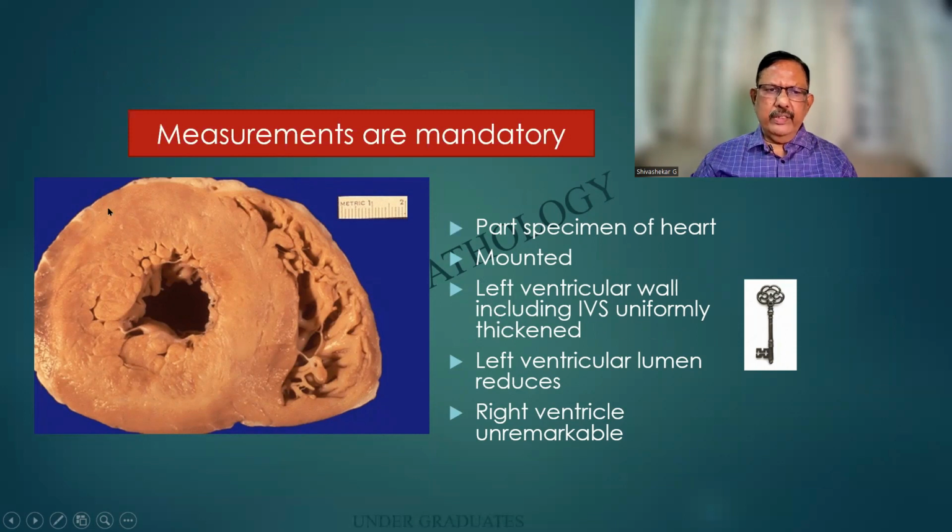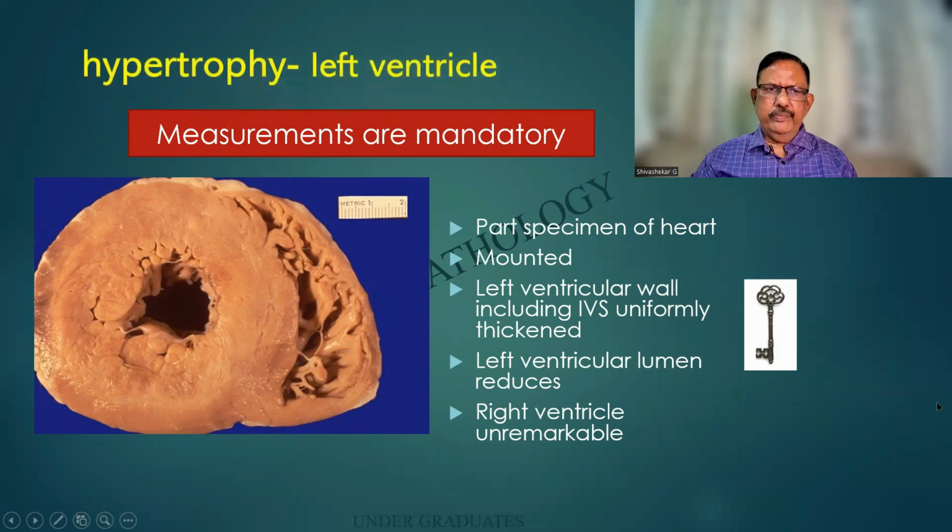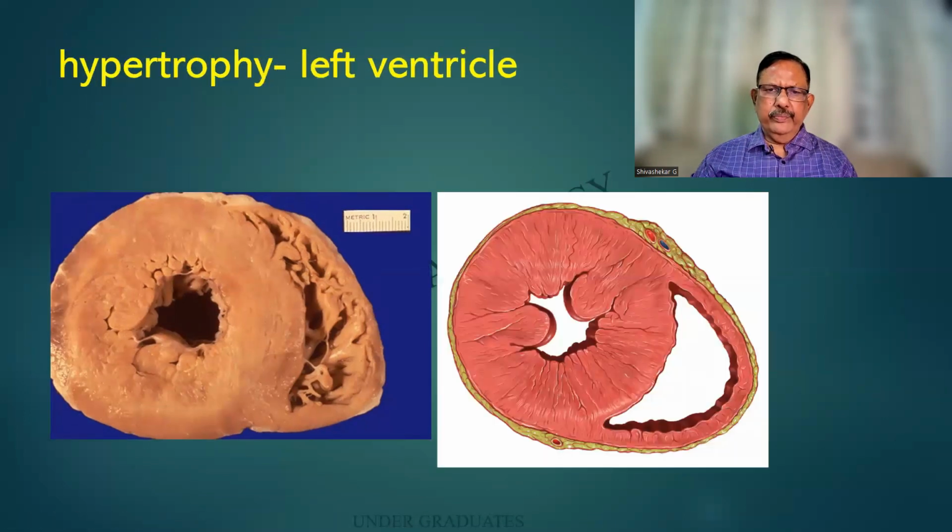The left ventricle, this is the left ventricle. The wall is thickened, anterior, posterior, lateral, as well as the interventricular septum are all uniformly thickened, and the lumen is correspondingly reduced. The right ventricle is unremarkable. The key points, please memorize. It is a case of hypertrophy of the left ventricle.